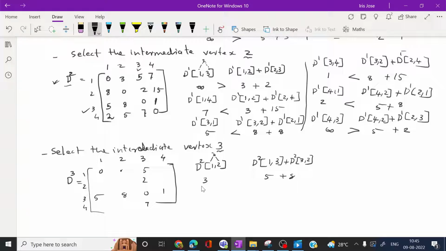So this will be compared. 3 itself is lesser, so we will replace it with 3. We will keep the same value as 3. This is lesser. So we will continue in this way and we will fill all the values.